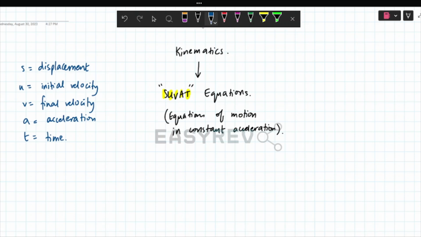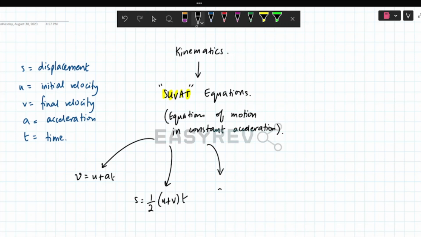The equations of motion themselves, there were four in total. Those were V equals U plus AT, S equals half times U plus V times T. Then you had S equals UT plus half AT squared. And then finally you had 2AS equals V squared minus U squared.